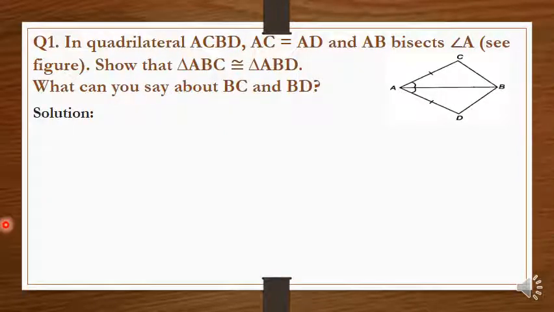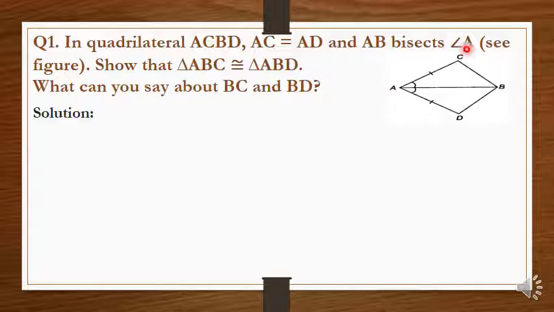Hello class 9, let's solve the exercise 7.1 from your book. Question number 1. In quadrilateral ACBD, AC is equal to AD and AB bisects angle A. Show that triangle ABC is congruent to triangle ABD. What can you say about BC and BD?